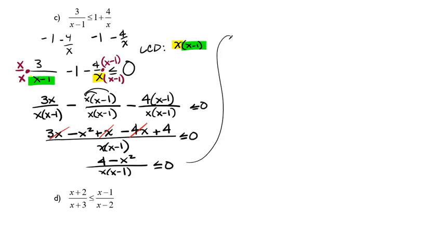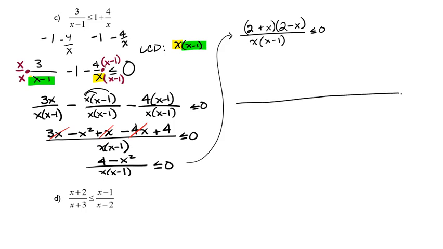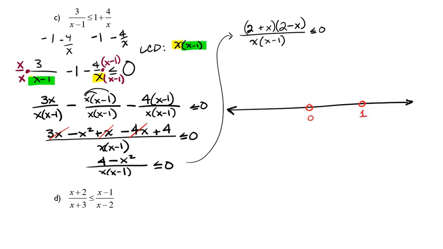I know that numerator is going to factor to 2 plus x times 2 minus x. And I know the denominator is x times x minus 1. And that's all less than or equal to 0. Now my number line, I know I will have vertical asymptotes at 0 and at 1. In the numerator, I know I will have roots at 2 and negative 2. So now I just go through and pick values on each interval.